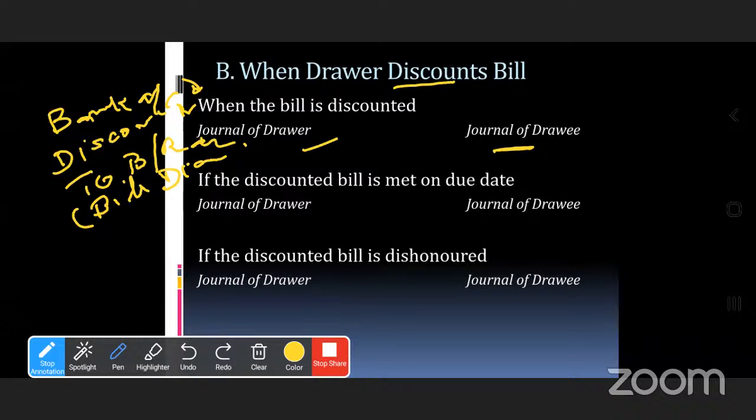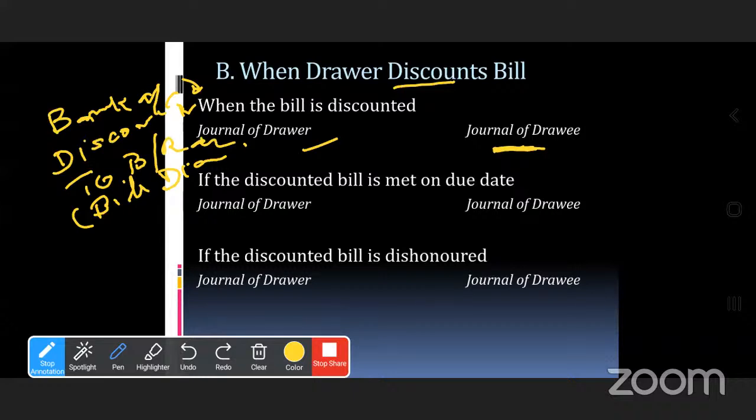Ma'am, once again, explain this. The drawee may not be having any say. Okay, what is it? So the drawee's duty is to pay the amount on the due date. So there will not be any entry in the books of the drawee.